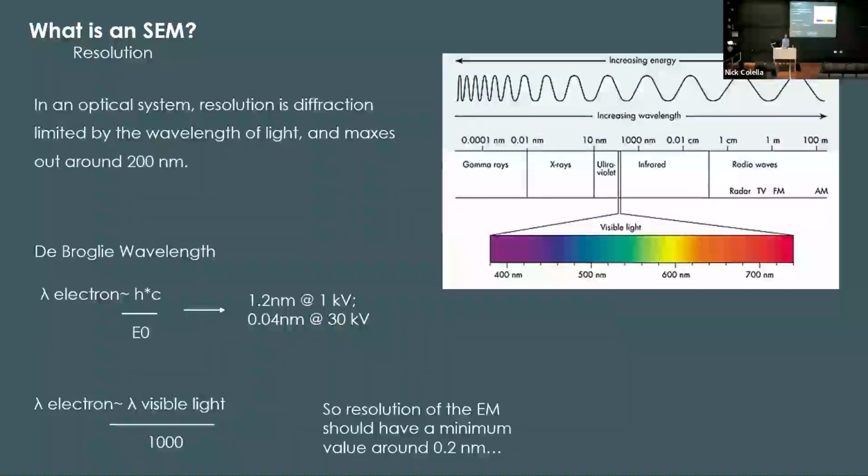So we've talked a little bit about the resolution, right? Why we use the SEM: so we can get higher resolution than with optical microscopy. And so in optics, we model the resolution as being limited by the wavelength of light, right?